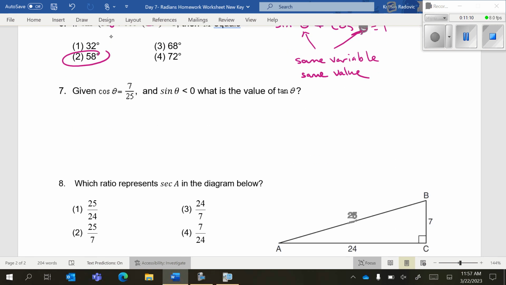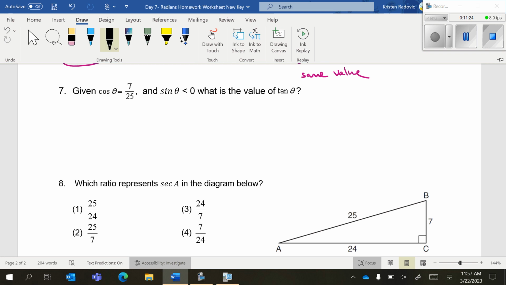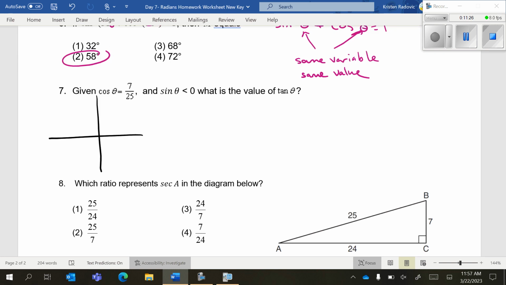Cosine is 7 over 25. There's two ways to do this problem. We're going to do it both ways. The first way is for my people who prefer triangles. If you prefer triangles, you're going to make yourself an XY axis, and you're going to figure out what quadrant you're in. So the thing is here is that cosine is a positive value. We have positive 7 over 25.